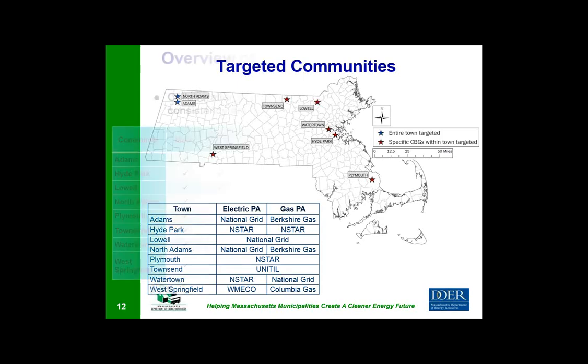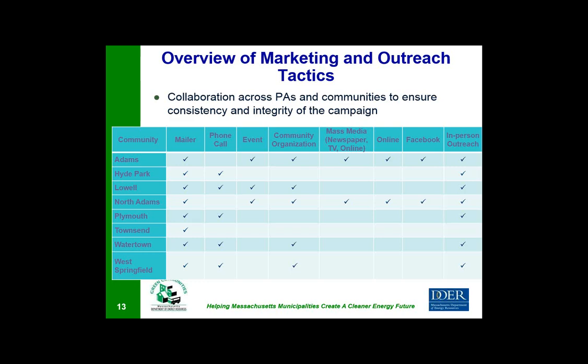The initiative used a number of different marketing and outreach tactics to reach customers in the targeted communities. And they really did vary across communities. There were certain tactics, as you can see, such as mailers that were used in all communities. But after that, the PAs really tried to pick and choose tactics that they thought were most appropriate given the situation in each community. And this slide just provides a summary of the different types of tactics that were used in the different communities.